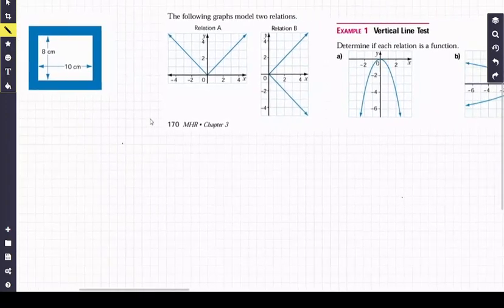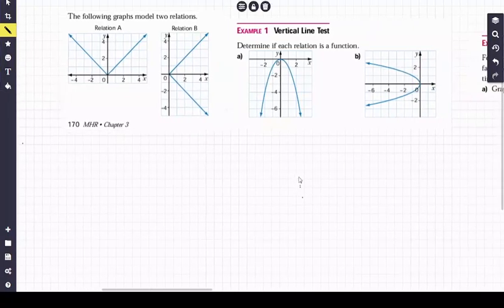So the following graphs model two different relations. We have to determine which one is a function. So we look at both. This is an absolute value function, just so you know. So this introduces us directly to our first topic. What makes a function a function?